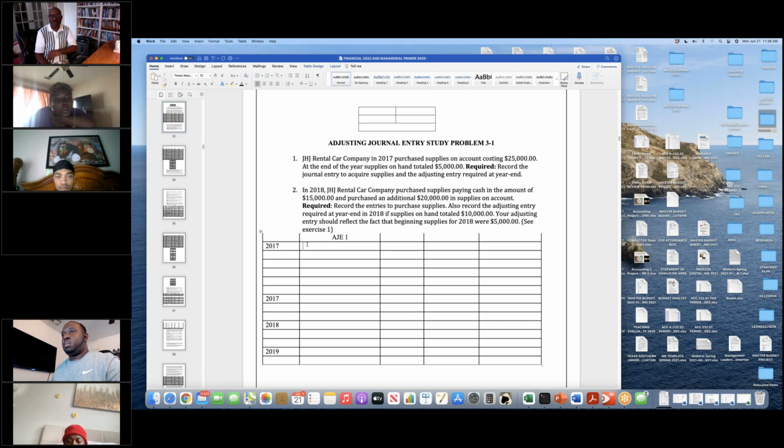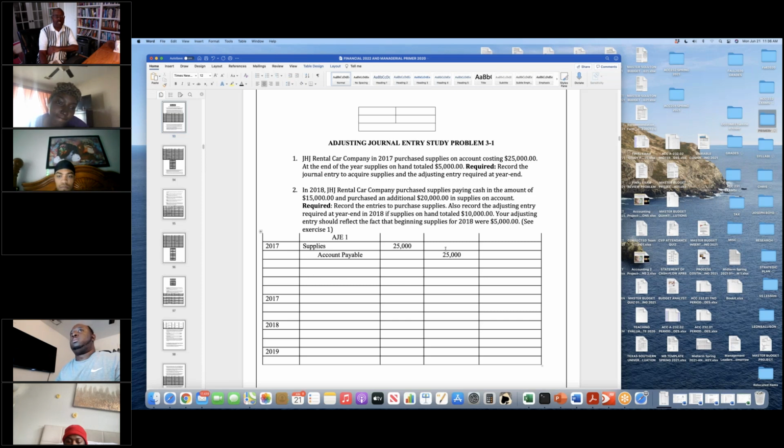Yes, for the first one, I put 2017, then I did 130 supplies, debited 25,000, and then account 301, accounts payable, credit 25,000. And then at the end of the 2017 year, I did an AJE for supplies expense of 687, debited 20,000, and then I credited account 130 for supplies for 20,000. And then I made a note that the balance for the end of 2017 was still $5,000 before I moved on to number 2. Okay.